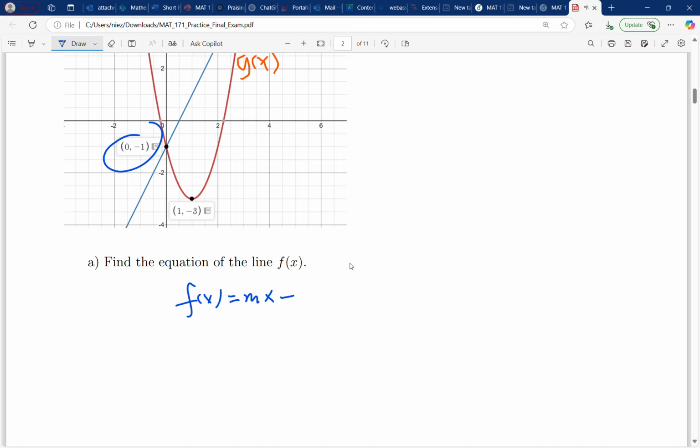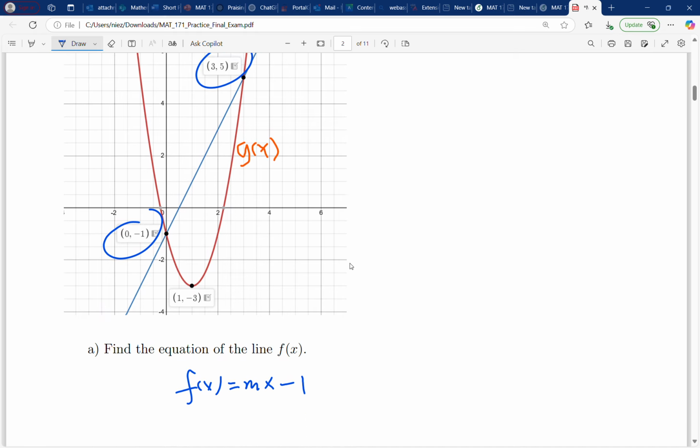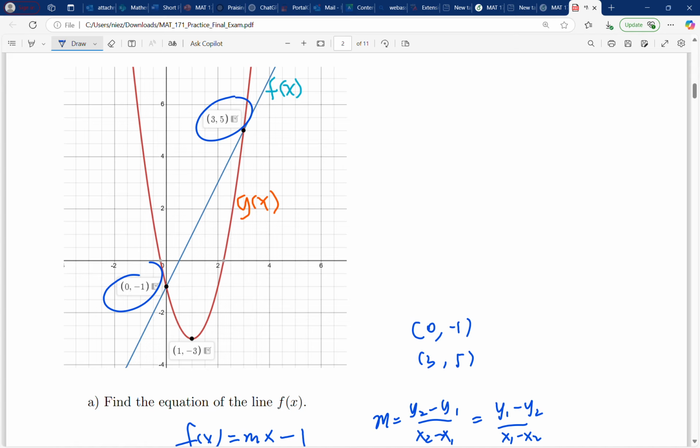You already know b. B is -1. So you only need to know m. And m is the slope, so use the slope formula, y2 minus y1 over x2 minus x1, or y1 minus y2 over x1 minus x2, right? But anyway, you know those 2 points, 0, -1 and 3, 5. You can also use other points, but those 2 points are labeled very clear, so they may be better.